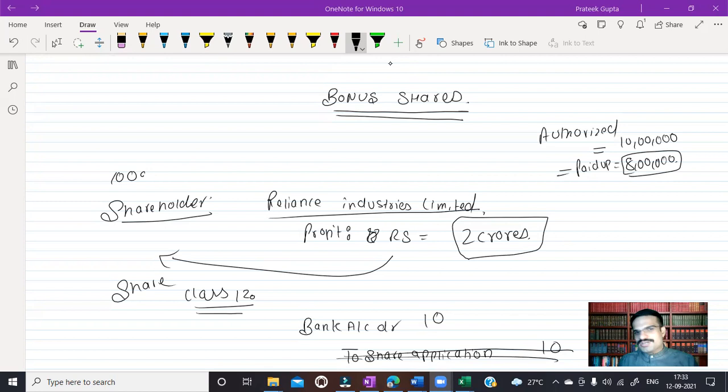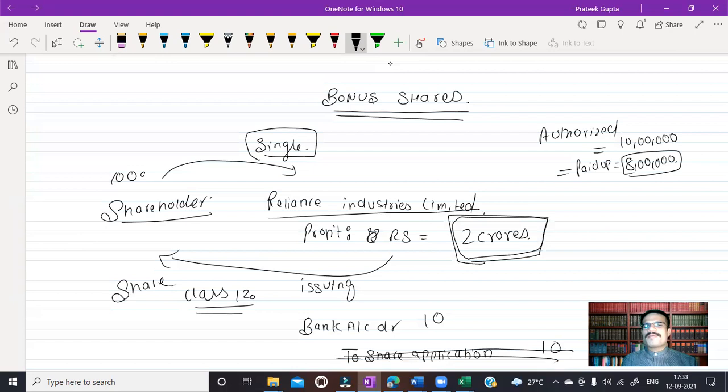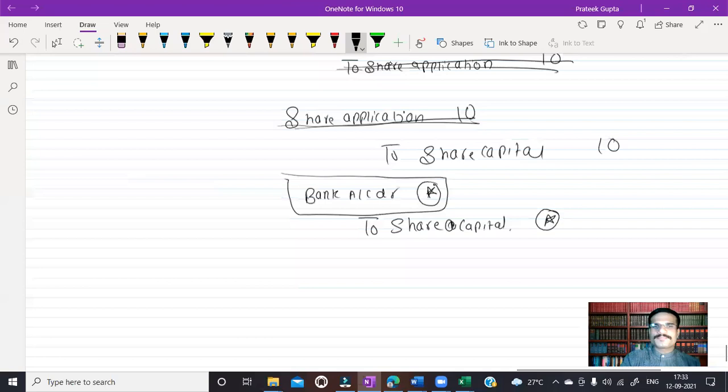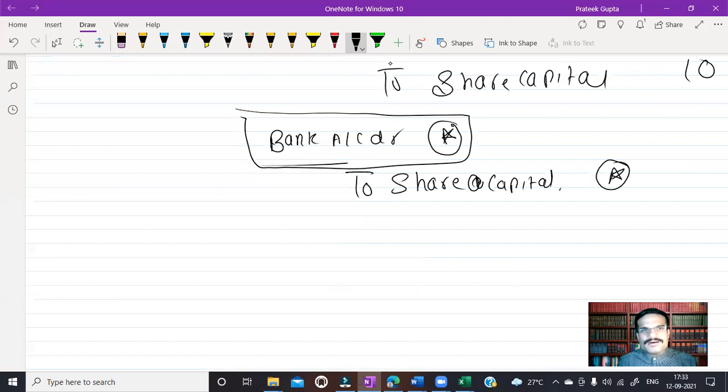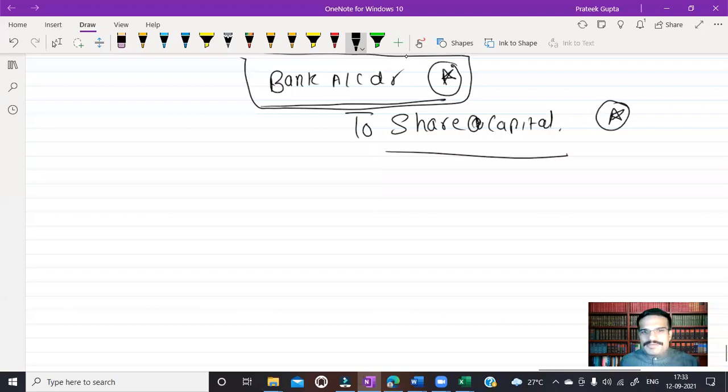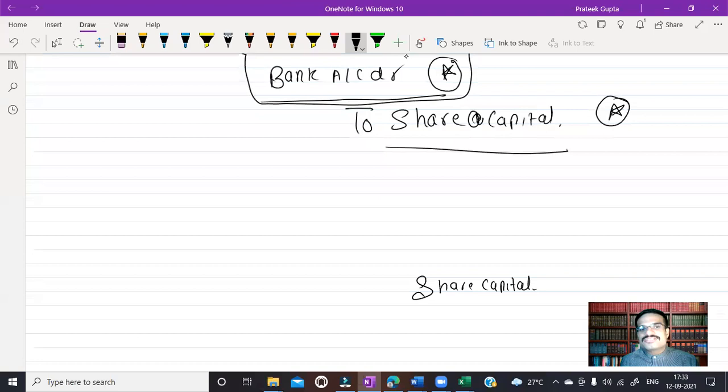So the company is issuing shares, but in return the company is not getting even a single rupee. Why? Because the company has so much profit. So, sir, normally we make the entry of bank account debit to share capital. But in this case, share capital will increase, but the bank account will not be debited, because nothing has come to us. So the question is, what will I write on the debit side? That's the important point. Now listen carefully.